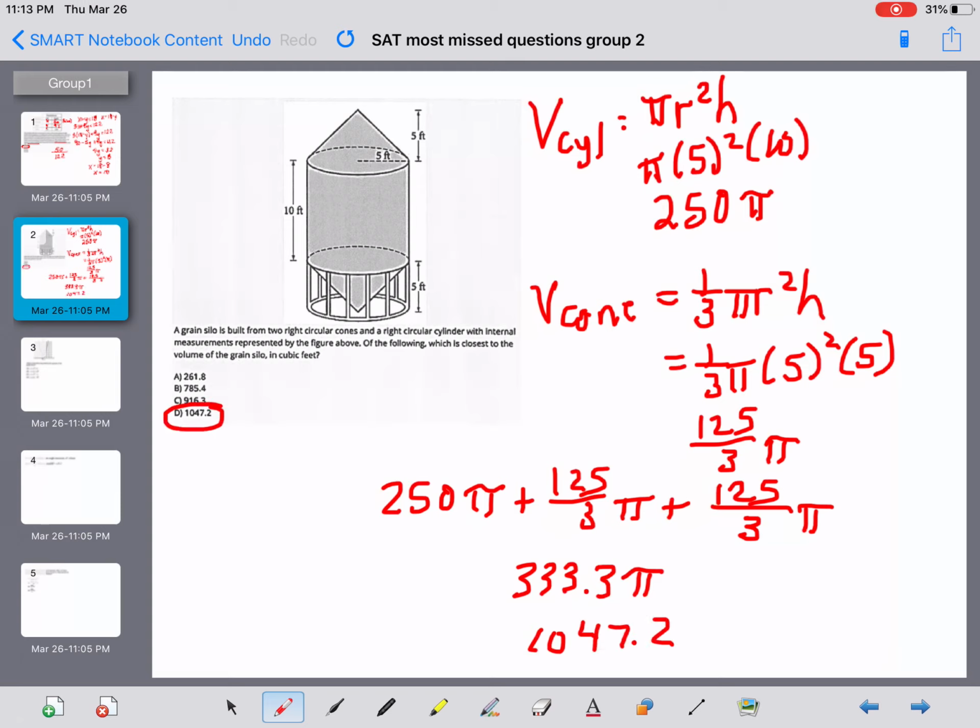So again, don't be intimidated. Just use your formula sheet and go from there. Let's look at question number 3.